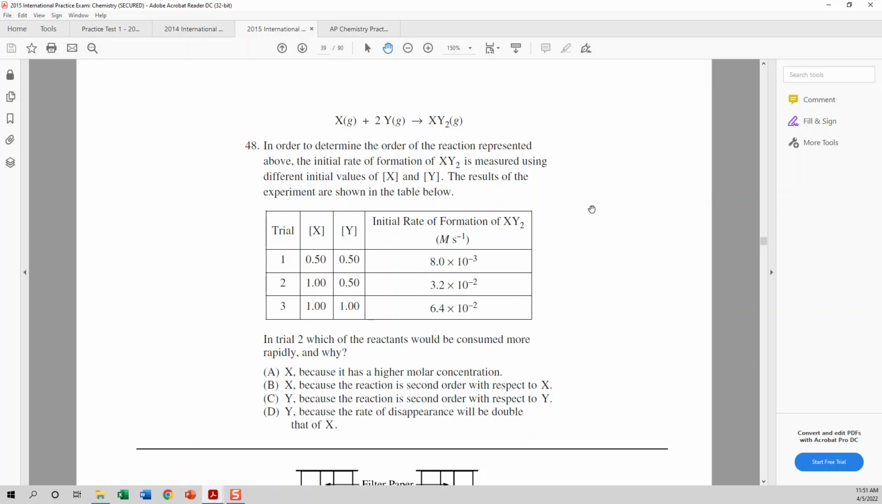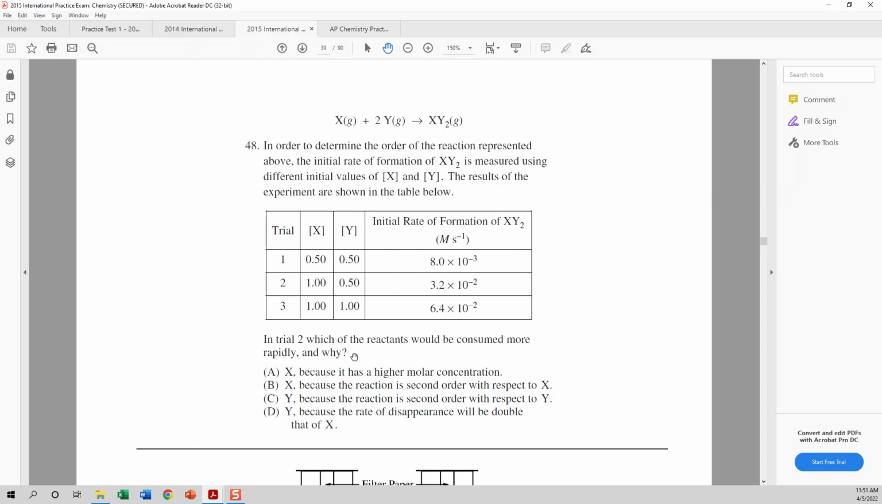All right, but now let's go into this question. In order to determine the order of the reaction, the initial rate of formation is measured using different initial concentrations of X and Y. The results of the experiment are shown. In trial 2, which of the reactants would be consumed more rapidly and why?